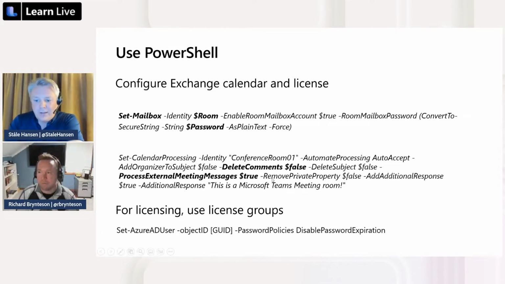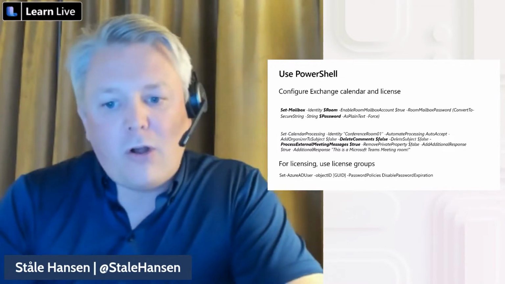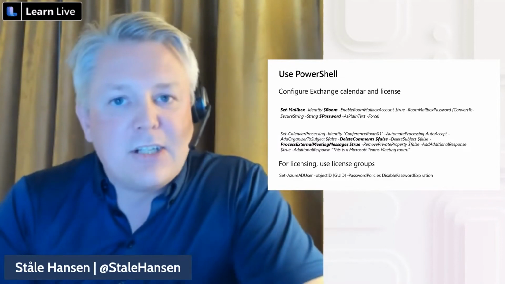And also, I want to highlight here the ProcessExternalMeetingMessages setting. This is needed if you want to forward an external meeting invite to the room, because what happens when you forward the invitation is that if I get an invitation from Richard and I forward it to my room, I'm telling Richard's Exchange server or Exchange Online, hey, can you invite this account as well? And an invitation will go directly to the room. So for that to work, you need to turn on process external meeting messages.